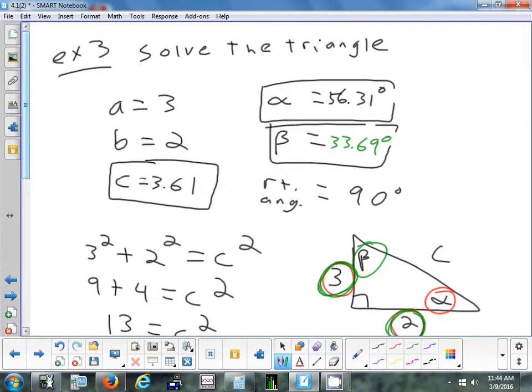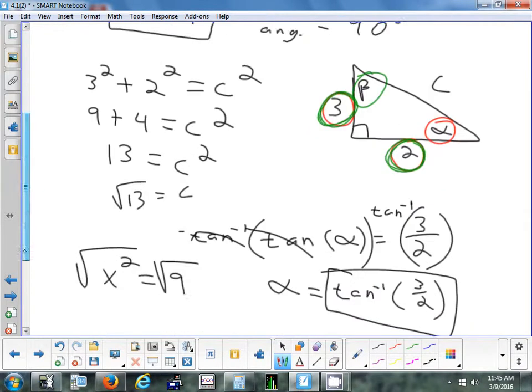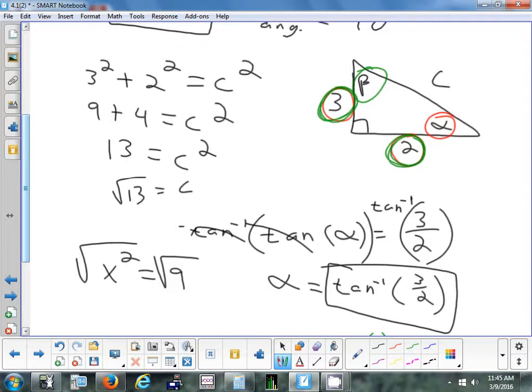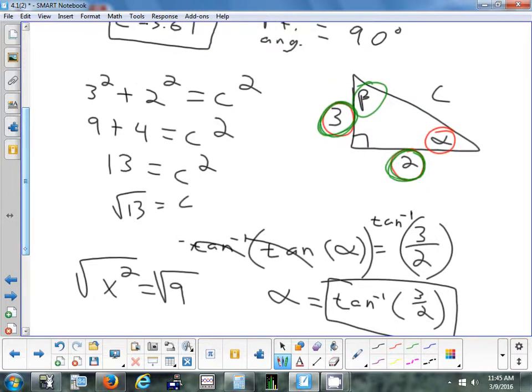Okay, so that's the kind of problem that's going to happen when they give you two sides to start with. Anytime they give you two sides, you're going to have to use inverse trig. If they give you a side and an angle, you'll never use inverse trig. Okay? Only use inverse trig if you need to find an angle. That's it. Hey, any question on the side-side case?